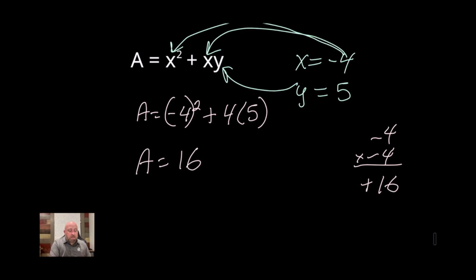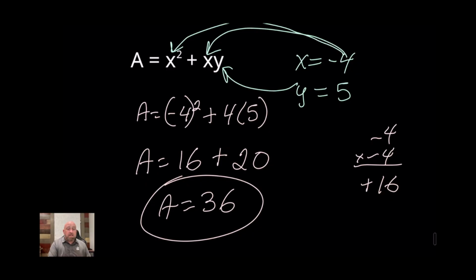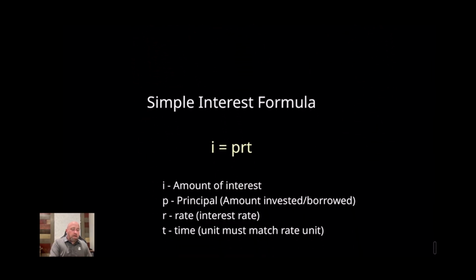So this would be 16 plus, and then we can solve this. What is 4 times 5? And that is 20. So I have 16 plus 20, and then I add those together, and I get 36. So my dependent variable, my A, in this case, we'll call it area. I don't know if this is an area problem or not, but it could be. It would be my area equals 36. Okay. All right, and so let's go ahead and keep moving on.